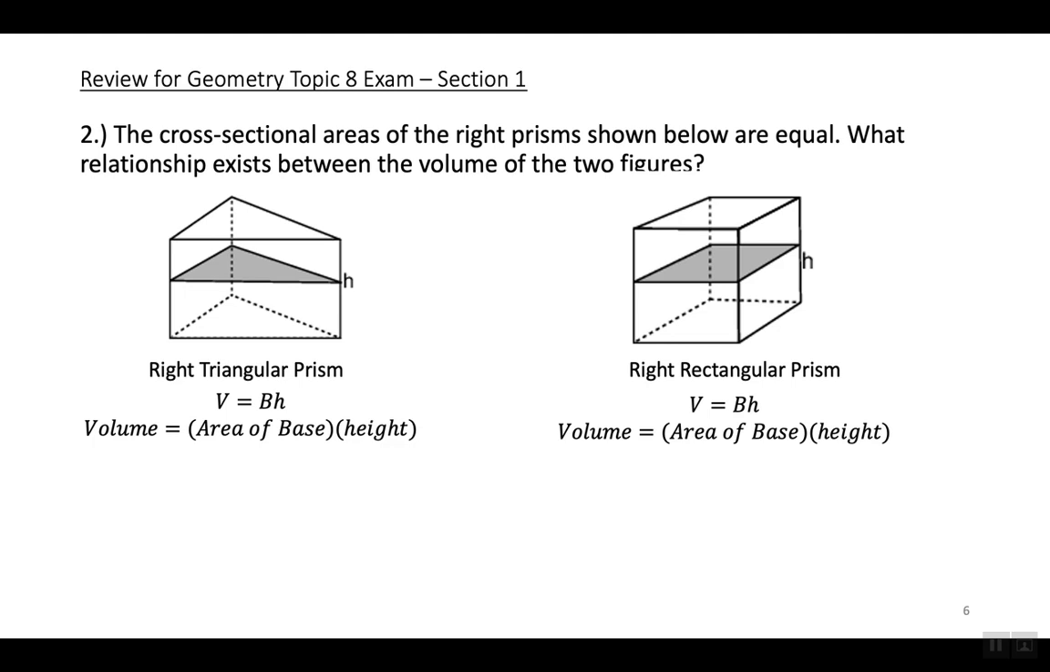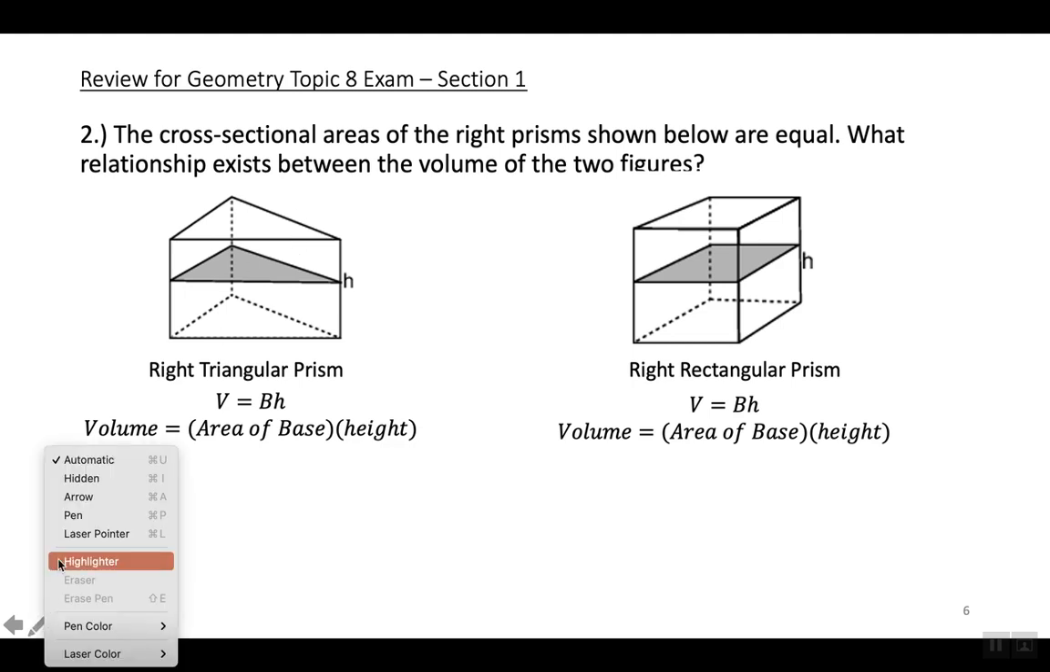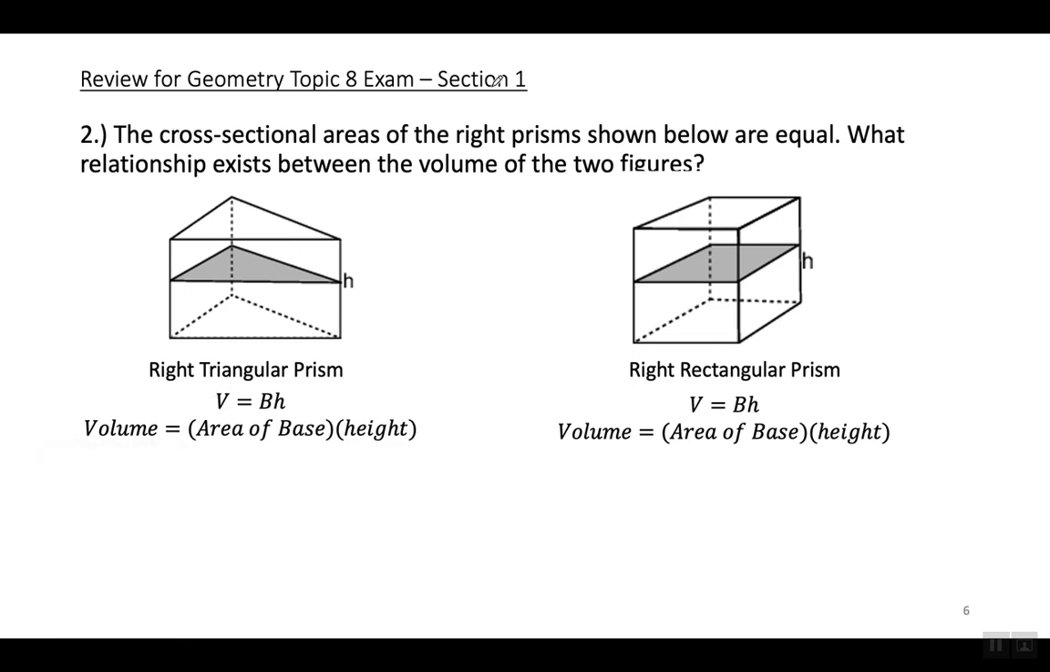Question number 2. The cross-sectional areas of the right prisms shown below are equal. What relationship exists between the volume of the two figures? So it says, and this is very important, a key part of the question, that the areas of these cross-sections shown are equal. So the area of this triangle equals the area of this rectangle. That's the first thing you need to notice.